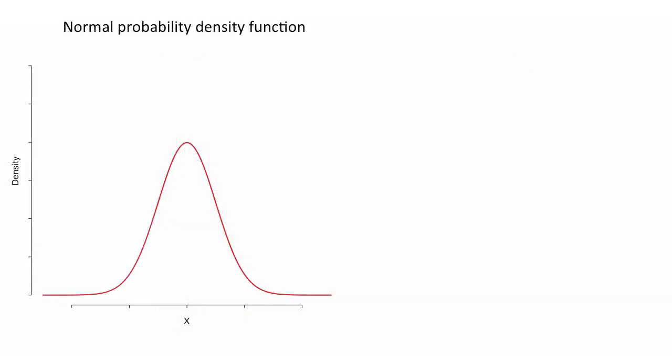Normal probability distributions form the basis of many statistical methods. In this video, we'll look at the properties of normal probability density functions. Normal probability density functions have a familiar bell curve shape.